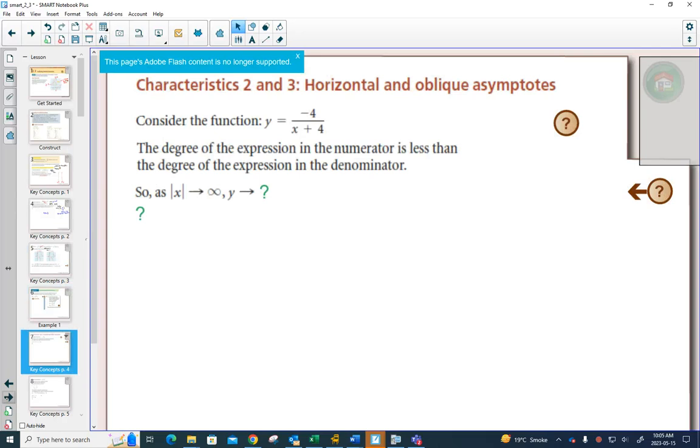Okay, so let's see. Should we graph example 1? No, we're going to wait. We're going to look at characteristics 2 and 3.